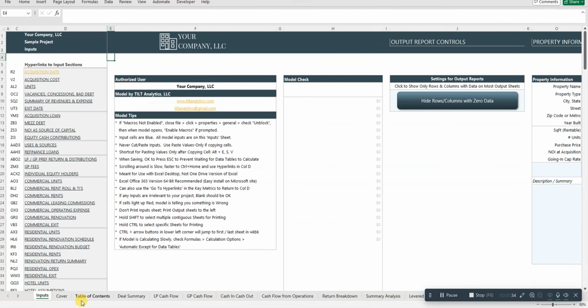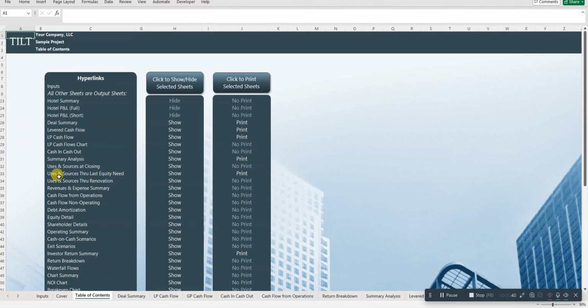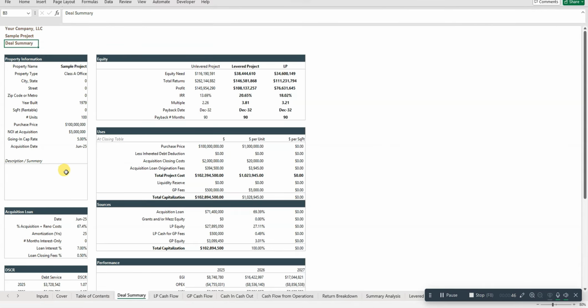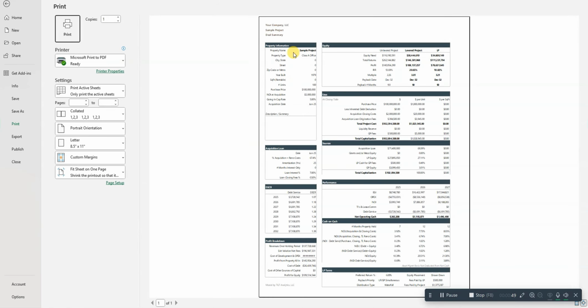Similarly, all of the other sheets in the model are output reports, and all of those can be found in the table of contents. They're all hyperlinked. We'll see, if I want to go to my deal summary, go there. All of the sheets are set up already for printing to PDF.